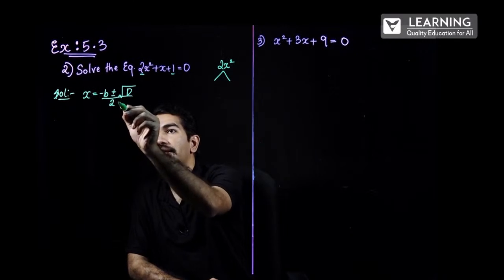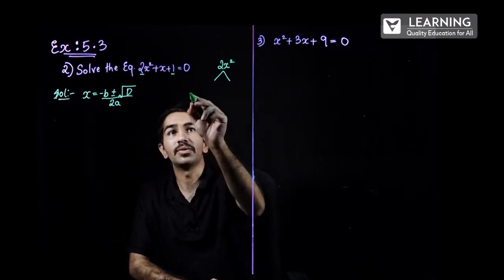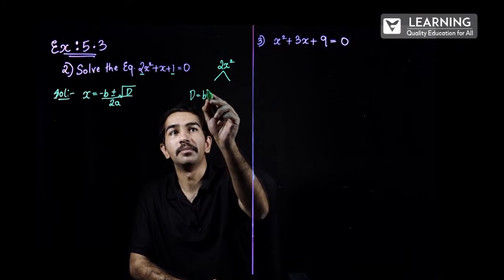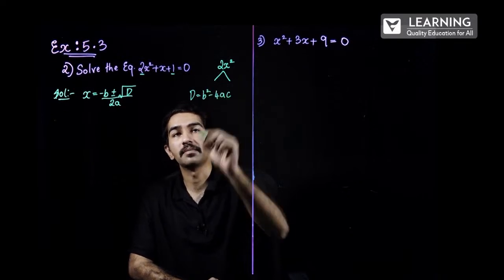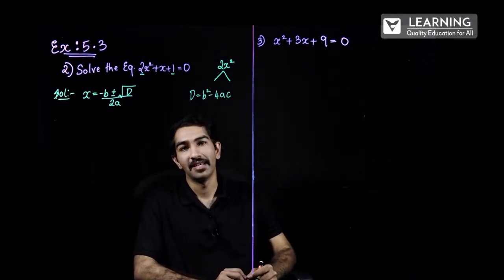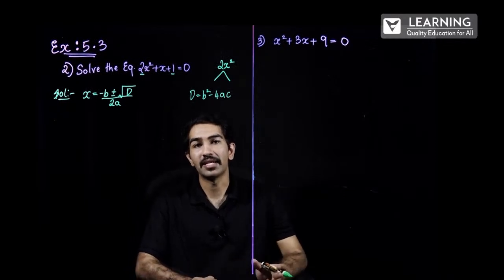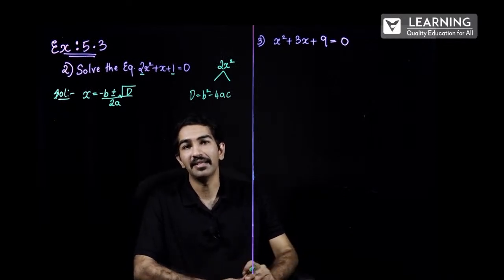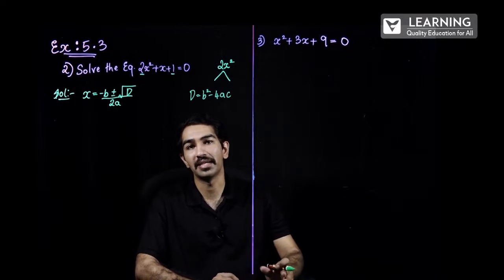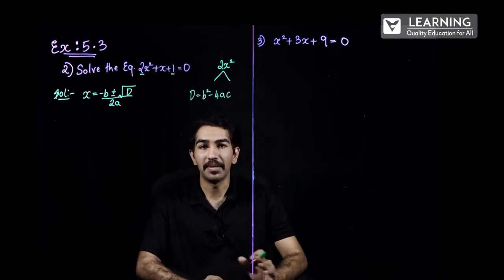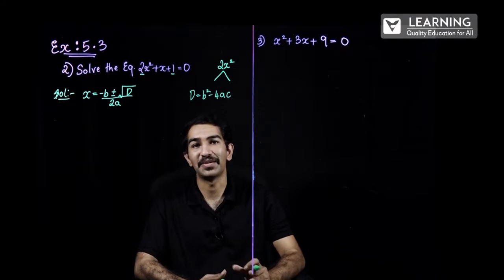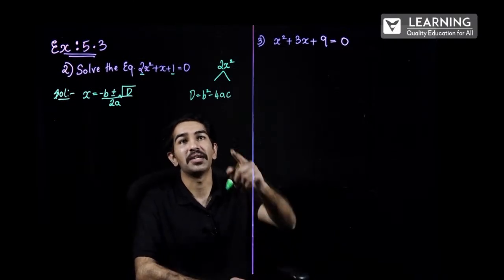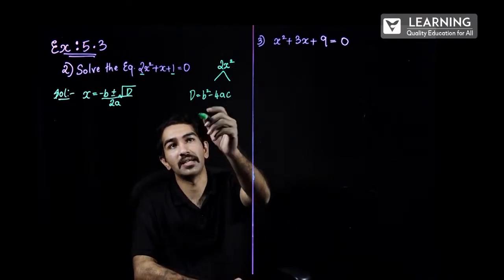What is this d, students? D is nothing but b square minus 4ac. So that is called the discriminant. So if the discriminant is equal to 0, the roots are equal and real. If the discriminant is greater than 0, the roots are distinct and real. If the discriminant is lesser than 0, then the roots are imaginary, correct? So here, how is the discriminant? We'll check what the discriminant is here.